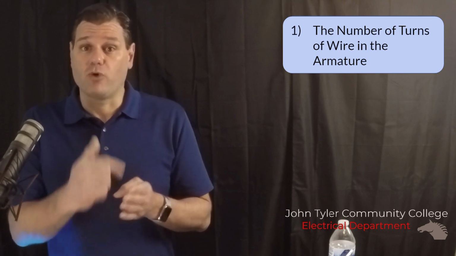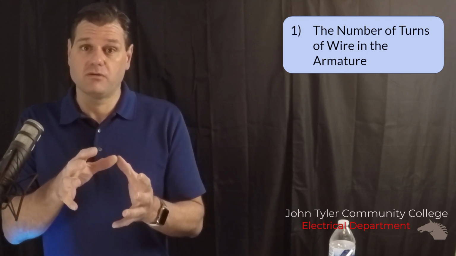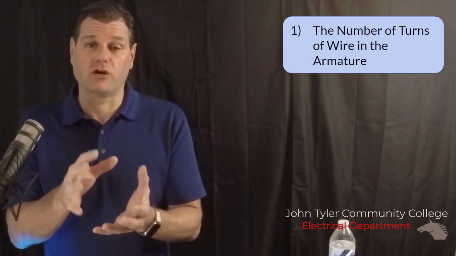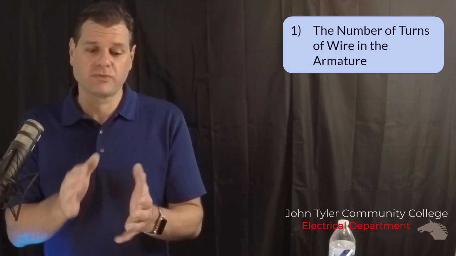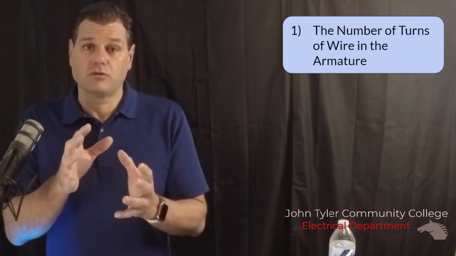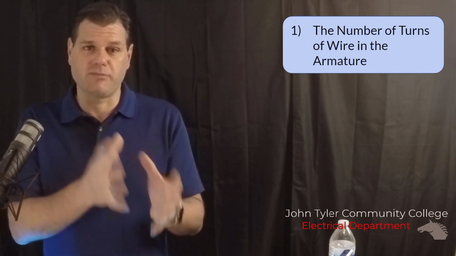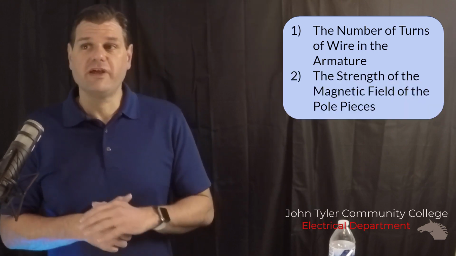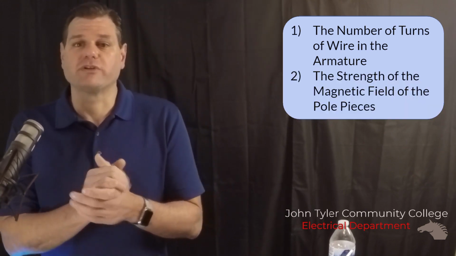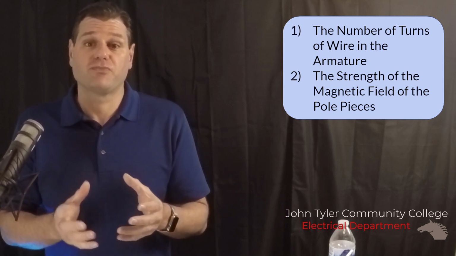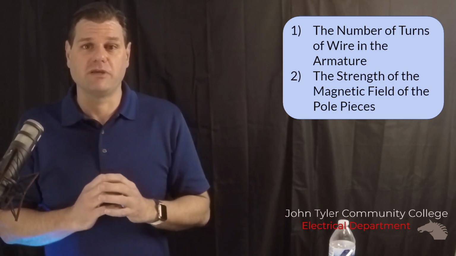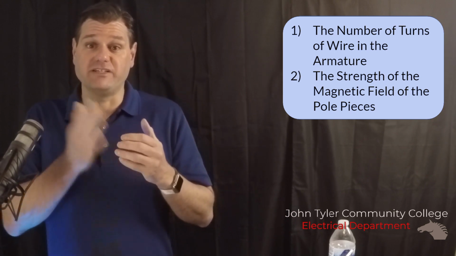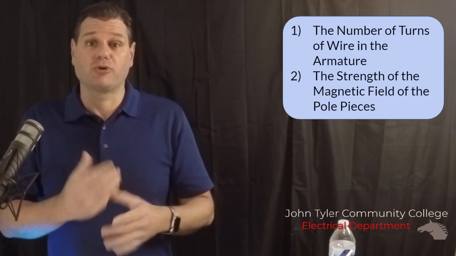The actual amount of wrappings is going to create more flux, right? The more wraps we have, the more flux we are cutting. So that's going to be the amount of wraps. Something you really can't change is that the manufacturer engineer is going to do that part for you. The next part is going to be the strength of the magnetic field. This is our field, right? The outside pieces. How strong that magnetic field is.